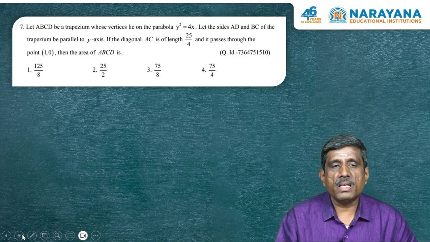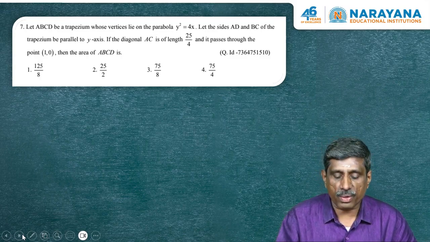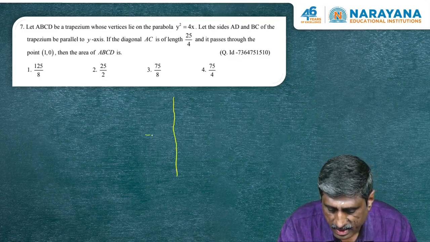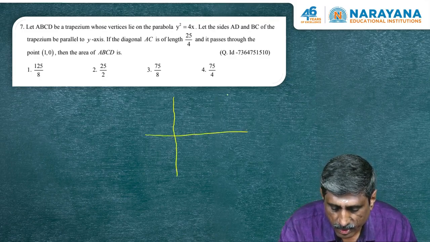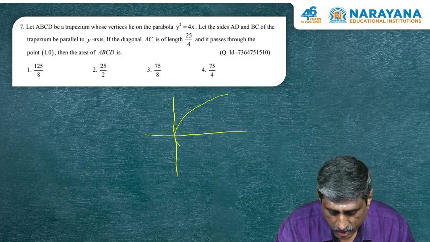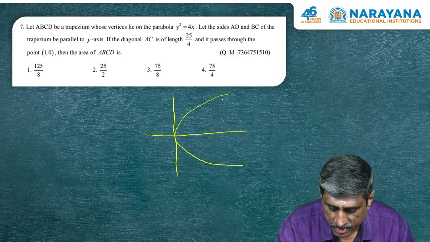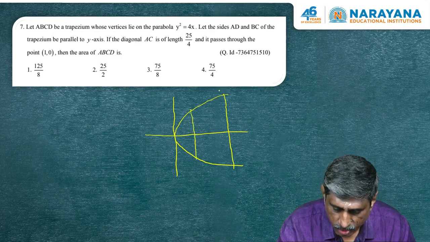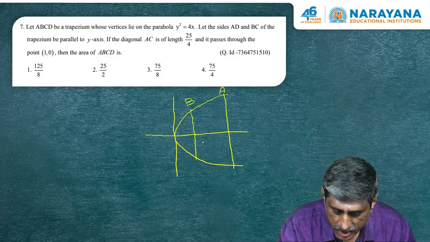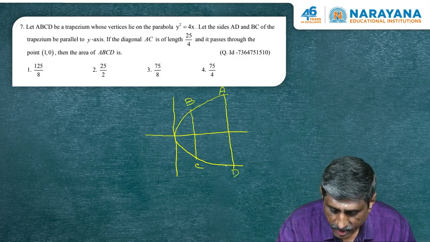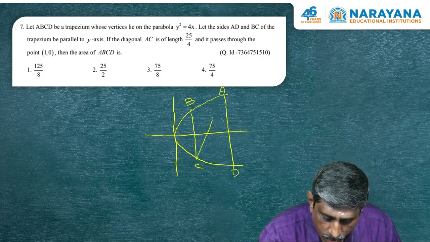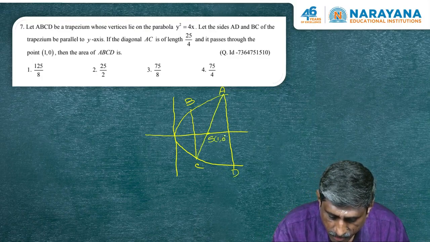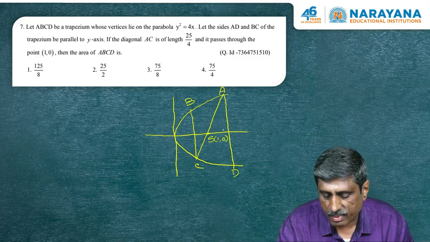So, AC is going to be the focal chord. So, let us just draw a diagram approximately so that we understand it easily. So, we have the parabola y square is equal to 4x like this, and ABCD is the trapezium. So, this is ABCD, and AC passes through the point 1 comma 0 which is the focus S, and BD is going to be another focal chord.